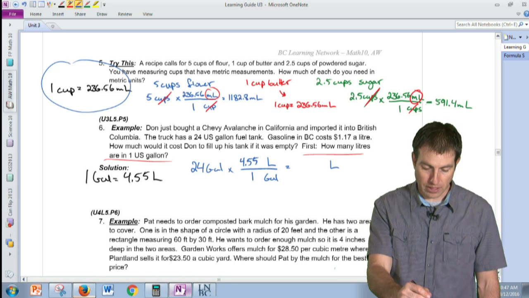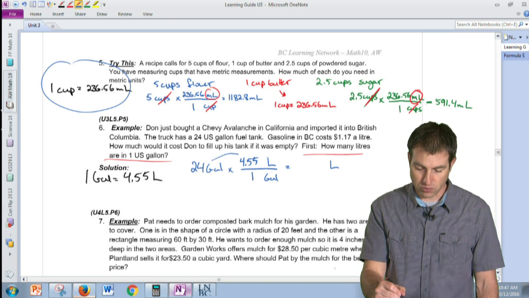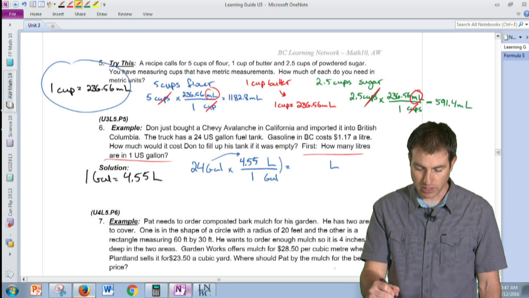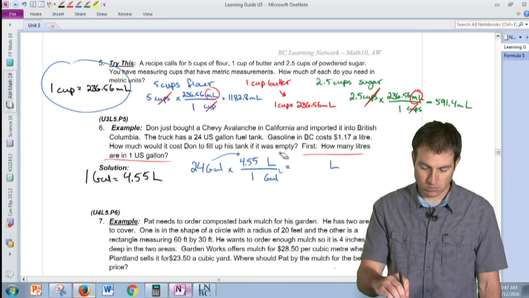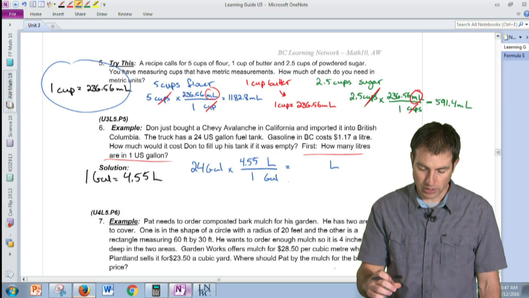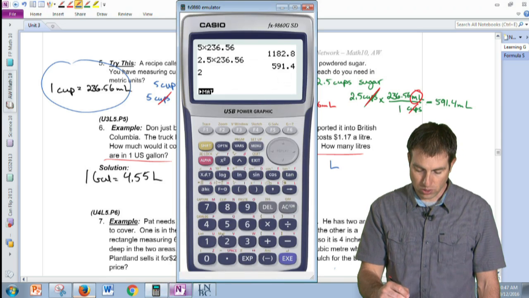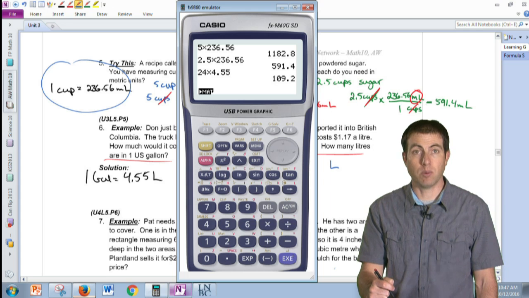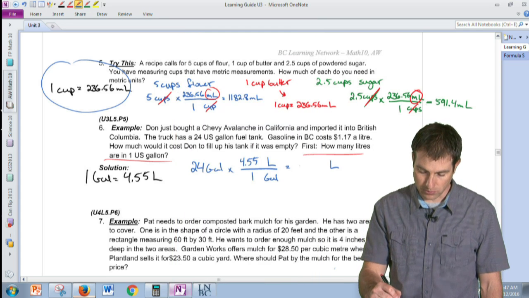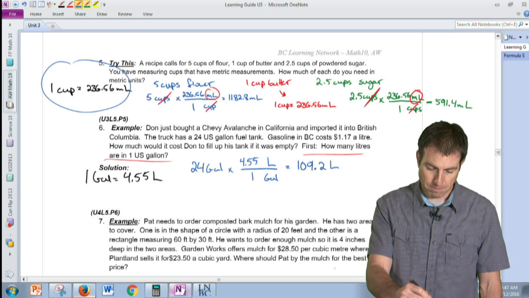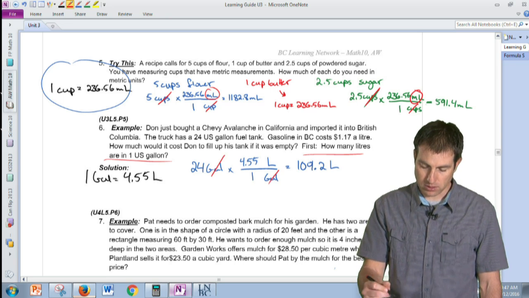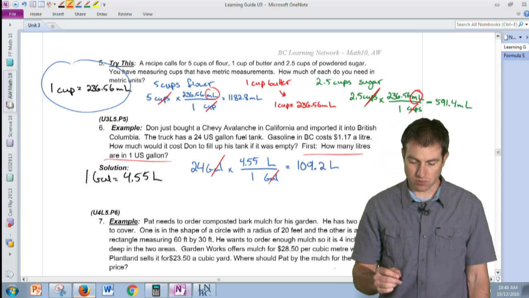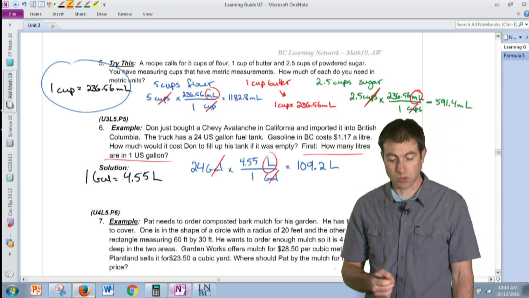So now I just need to do the math. If I multiply my top, I get 24 times 4.5, and then I divide by 1, or just write out the answer. I don't need to really divide by 1. So I get 24 times 4.55, 109.2. It's going to be expensive to fill this up. Gallons on the top and bottom cancel, and I'm left with units of liters, which is what I wanted.